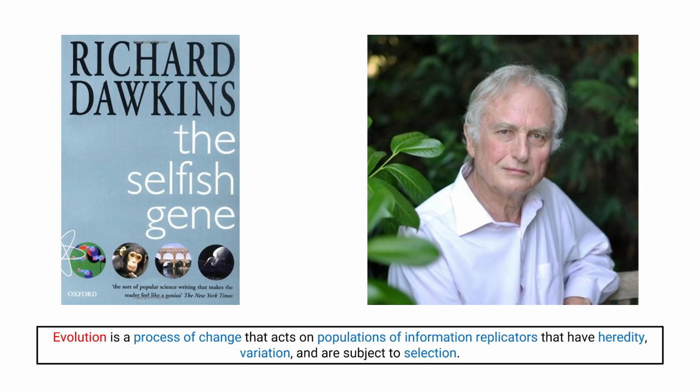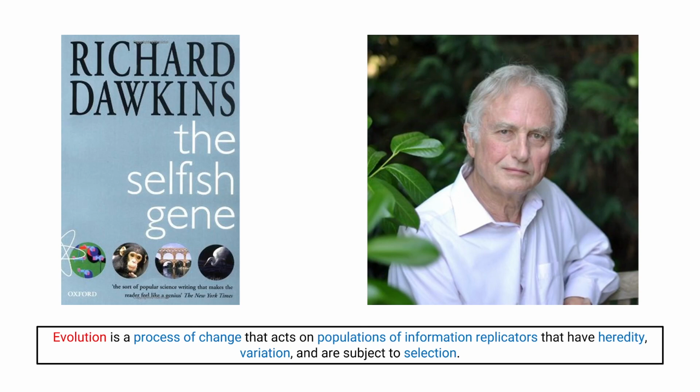In this, he argues for a particular perspective on genes, but in this book, he also presents a fairly general, almost universal definition of what he thinks is required for evolution, and that's what I'm going to share with you here. He says that evolution is a process of change, and that's shared with most definitions of evolution. Then he stresses that what is changing are populations, specifically populations of what he calls replicators, information replicators, things that replicate information.